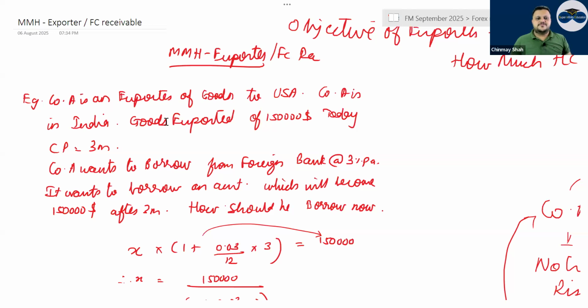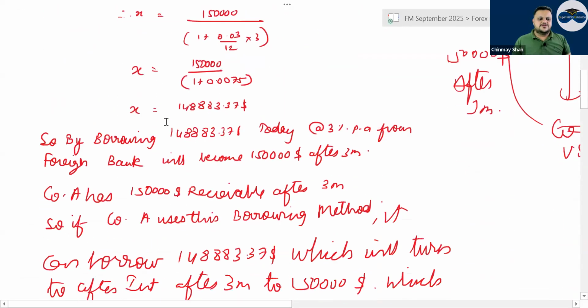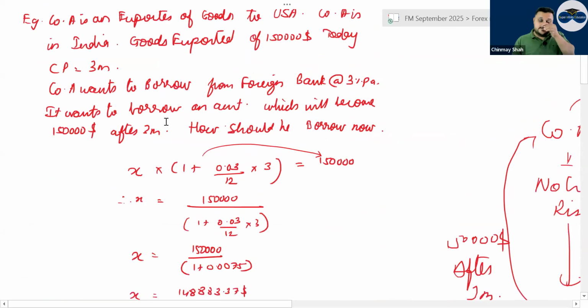So the bank says, no problem, take a loan from us. And he goes to the foreign bank, correct or not? So generally, he borrows the present value, right? So he says, 150,000 I will receive after 3 months. I want to borrow some lesser amount, which will turn to 150,000. So when I receive 150,000 from my customer, I will pay you that 150,000, correct or not?